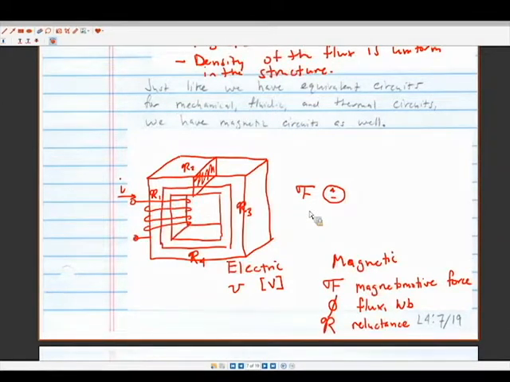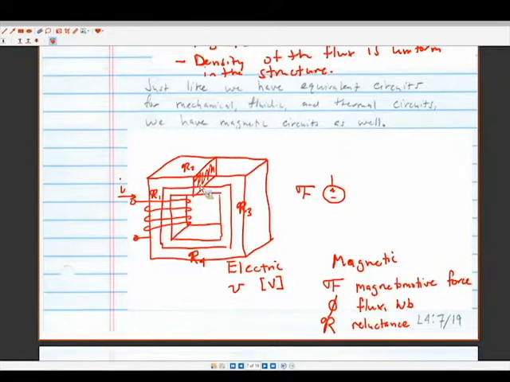So this could be AC, it could be DC. We're not going to specify. We're just going to talk about it in general. This is going to be a voltage source to our system. Okay, so we have this voltage source given by script F. And then we're going to fill out the rest of the circuit.